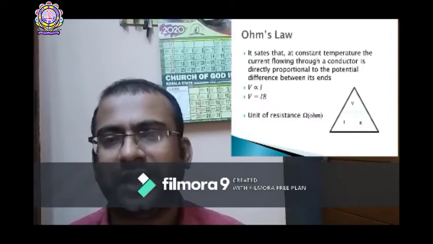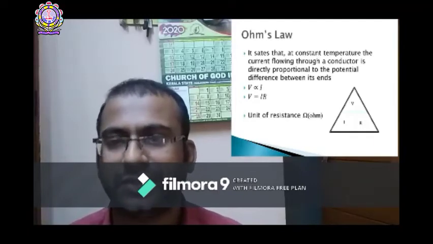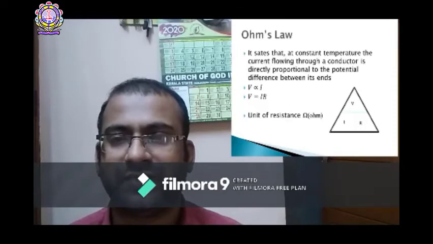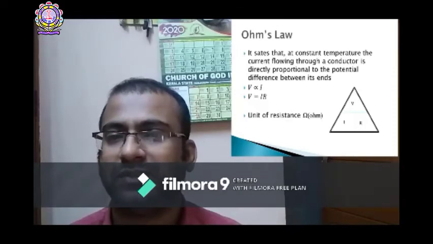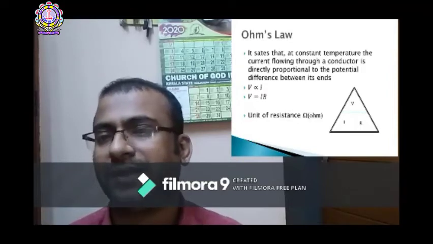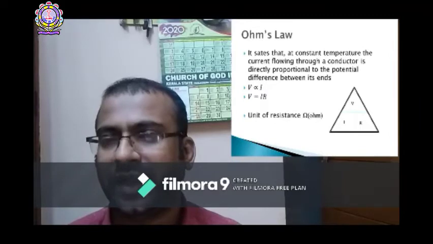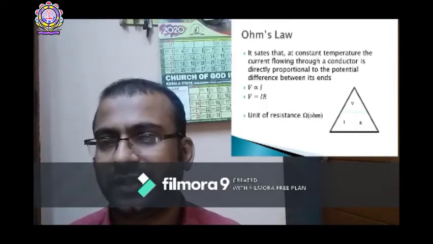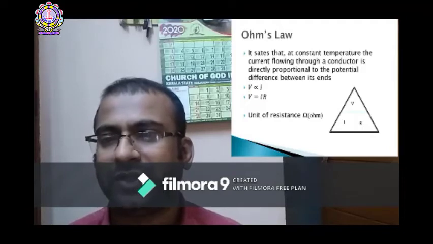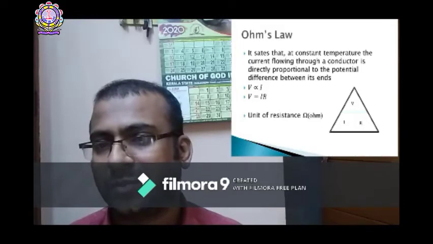Ohm's law also states that at constant temperature, the current flowing through a conductor is directly proportional to the potential difference between its ends. Please read it. What is Ohm's law? Ohm's law states that at constant temperature, the current flowing through a conductor is directly proportional to the potential difference between its ends. That is, V is proportional to I.